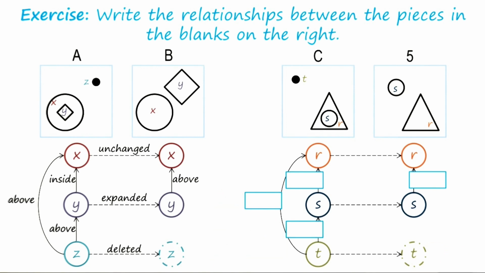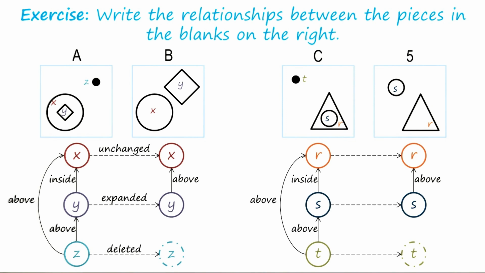So for C and 5, I have already shown all the objects. Now your task is to come up with the labels for the links that are between these objects here, as well as the label for the link between the object for 5. Okay, let's do this exercise together. David, what did you come up with for the labels for the various links?